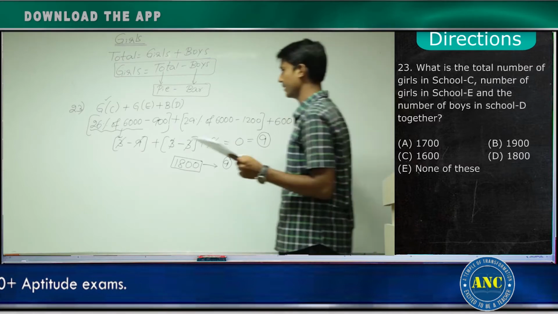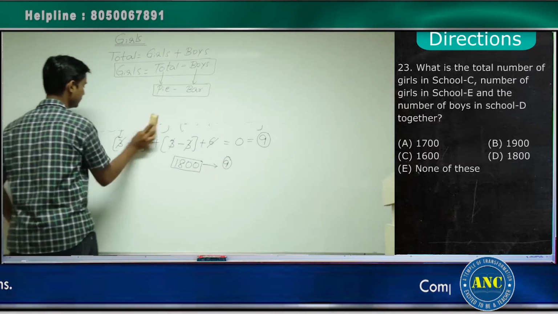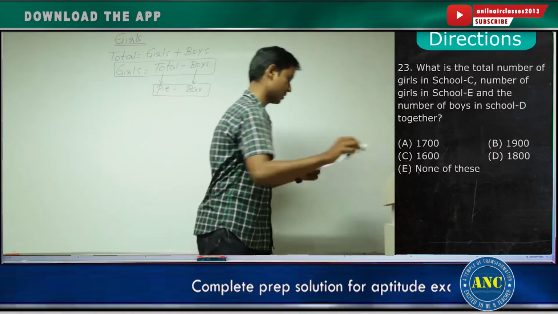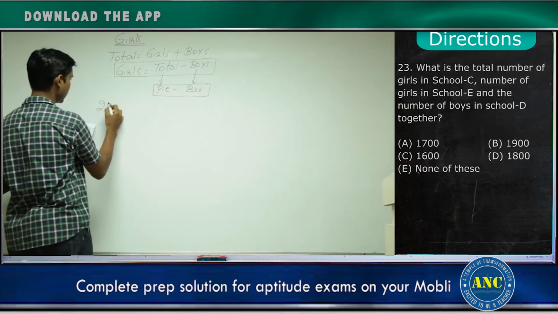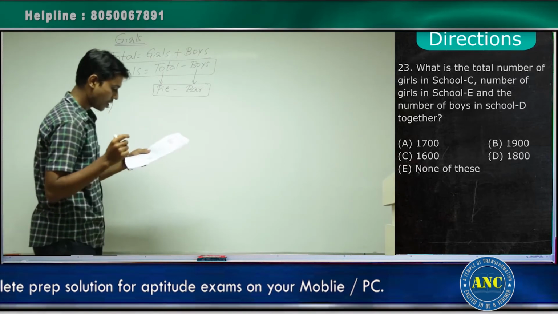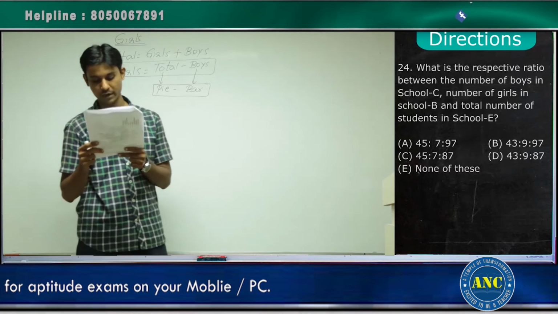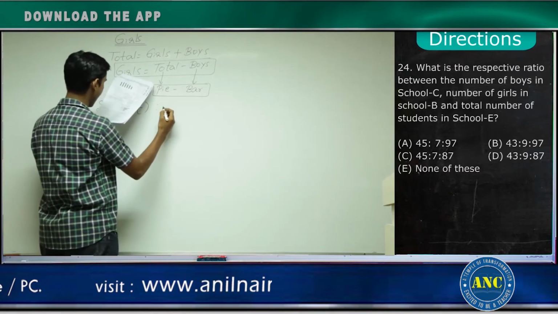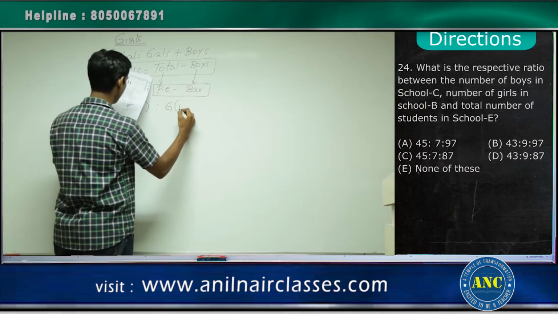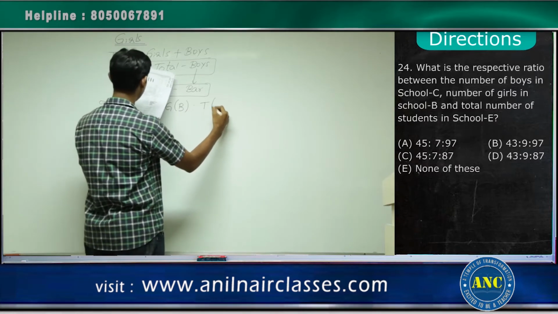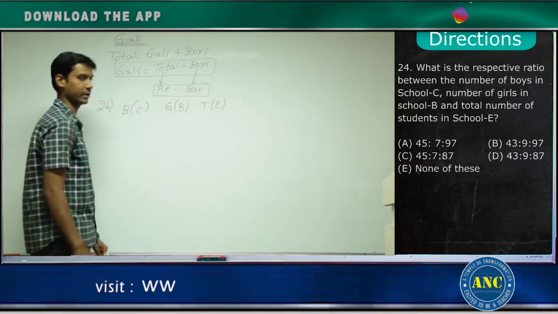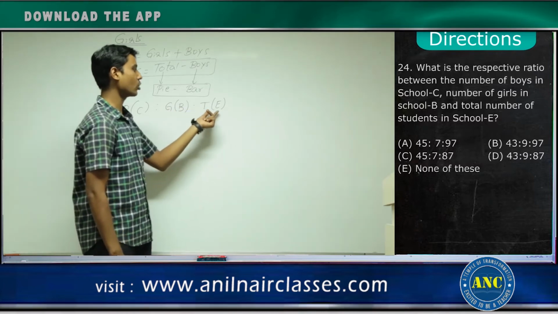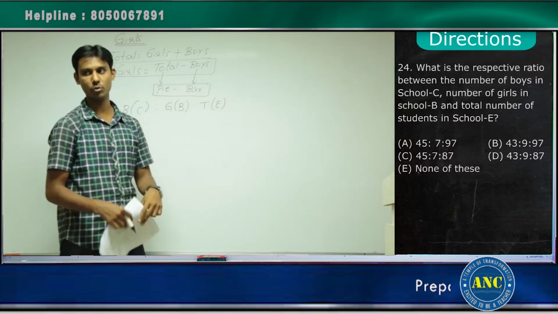Clear? Second, 24th question. Question number 24, please see here. What is the respective ratio between the number of boys in school C, the number of girls in school B, and the total number of students in school E? They are asking the number of boys in school C, the number of girls in school B, and the total number of students in school E. That ratio is what you require.